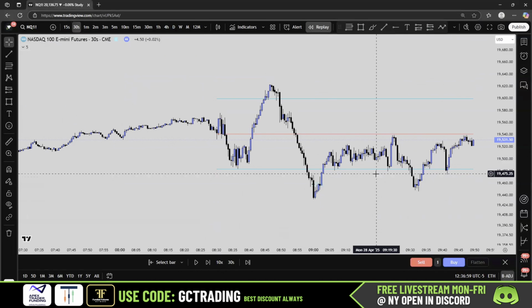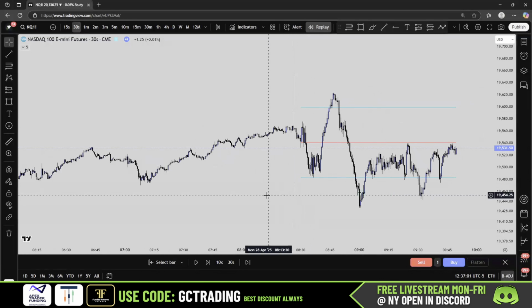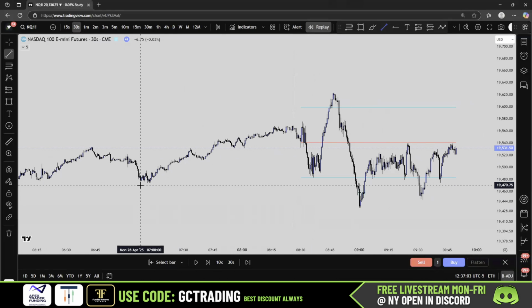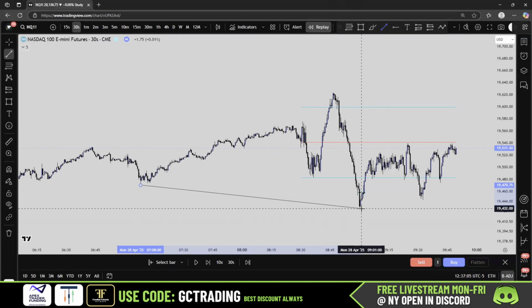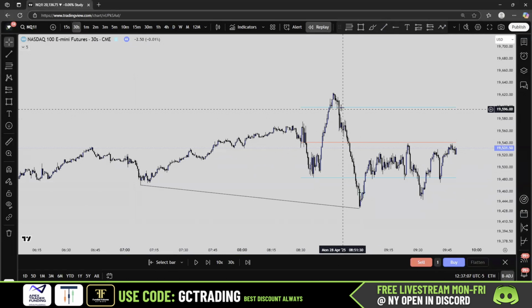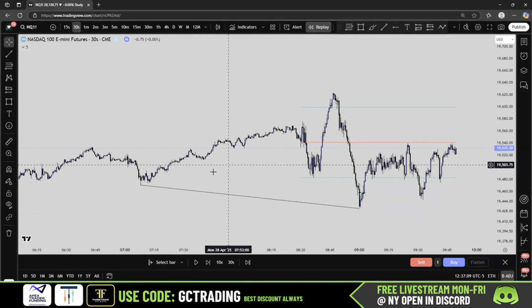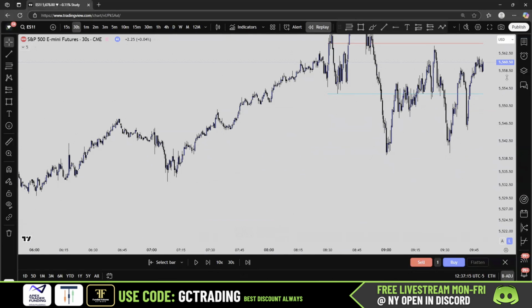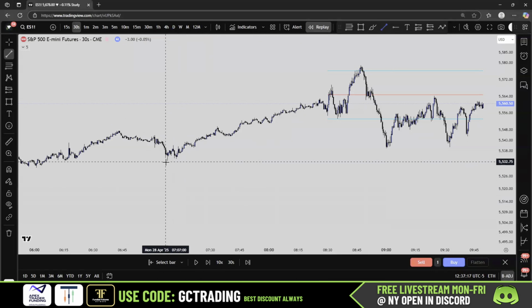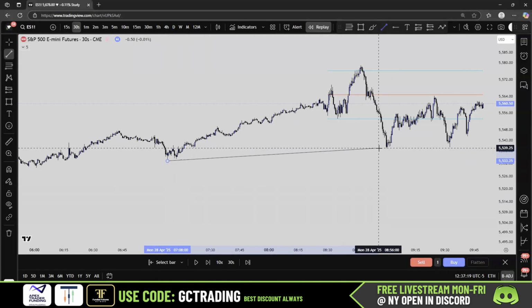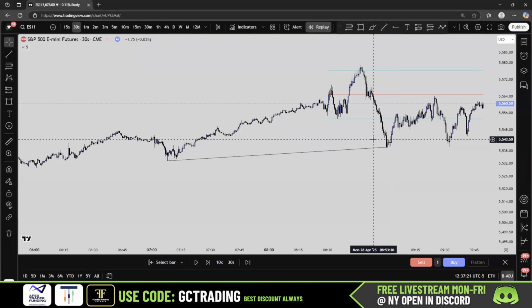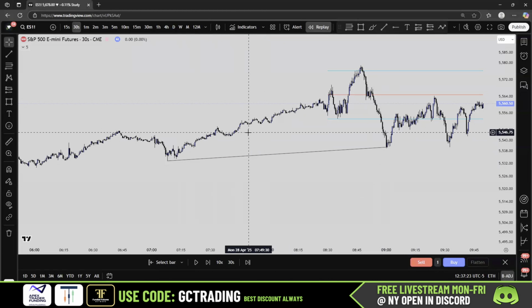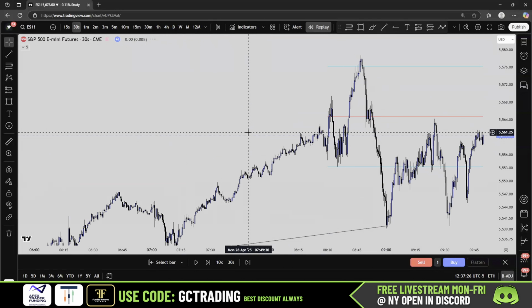Right? So where is the SMT with this? Well, if we look over here, we look at this low right here, we compare it to that, we can see obviously lower than that, right? This low is lower than that low, right? So if we go over here to ES, right, and we compare that same area, this point right here, it's higher, right? So this is higher than that point. So there's our SMT right there on that play.